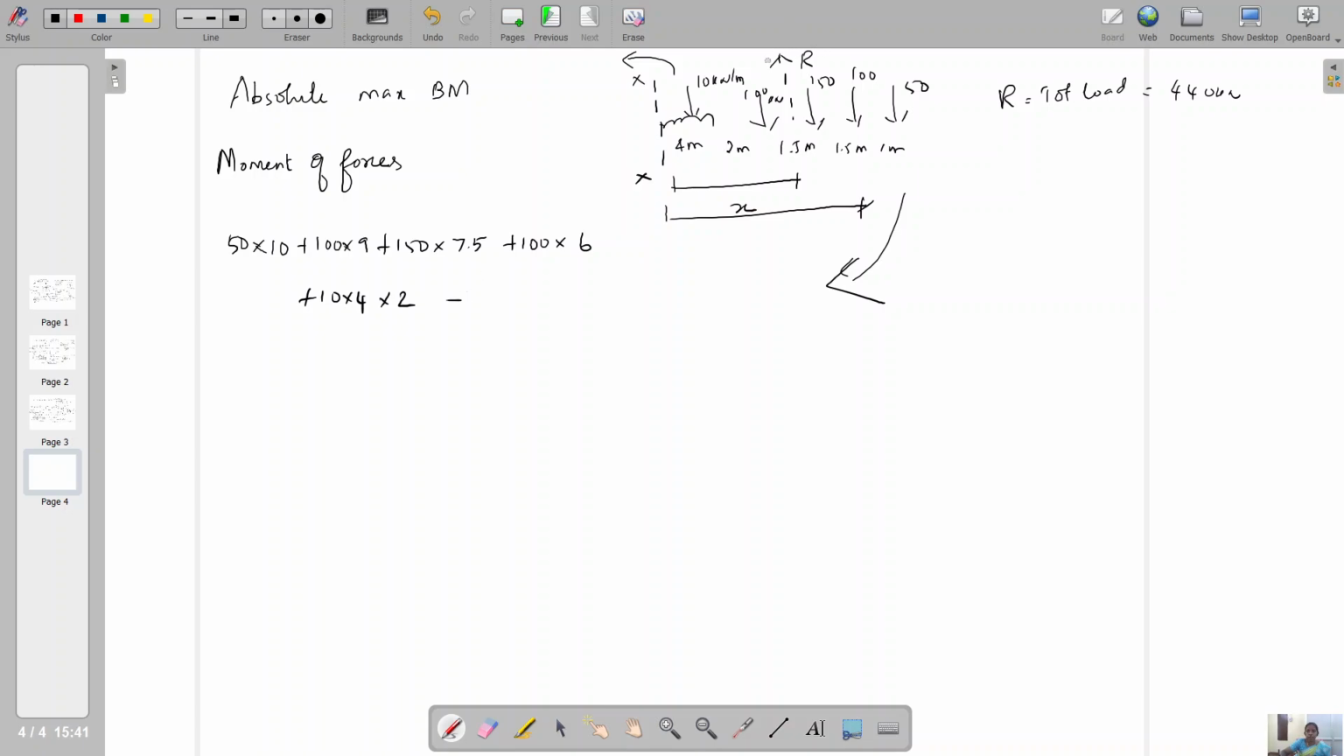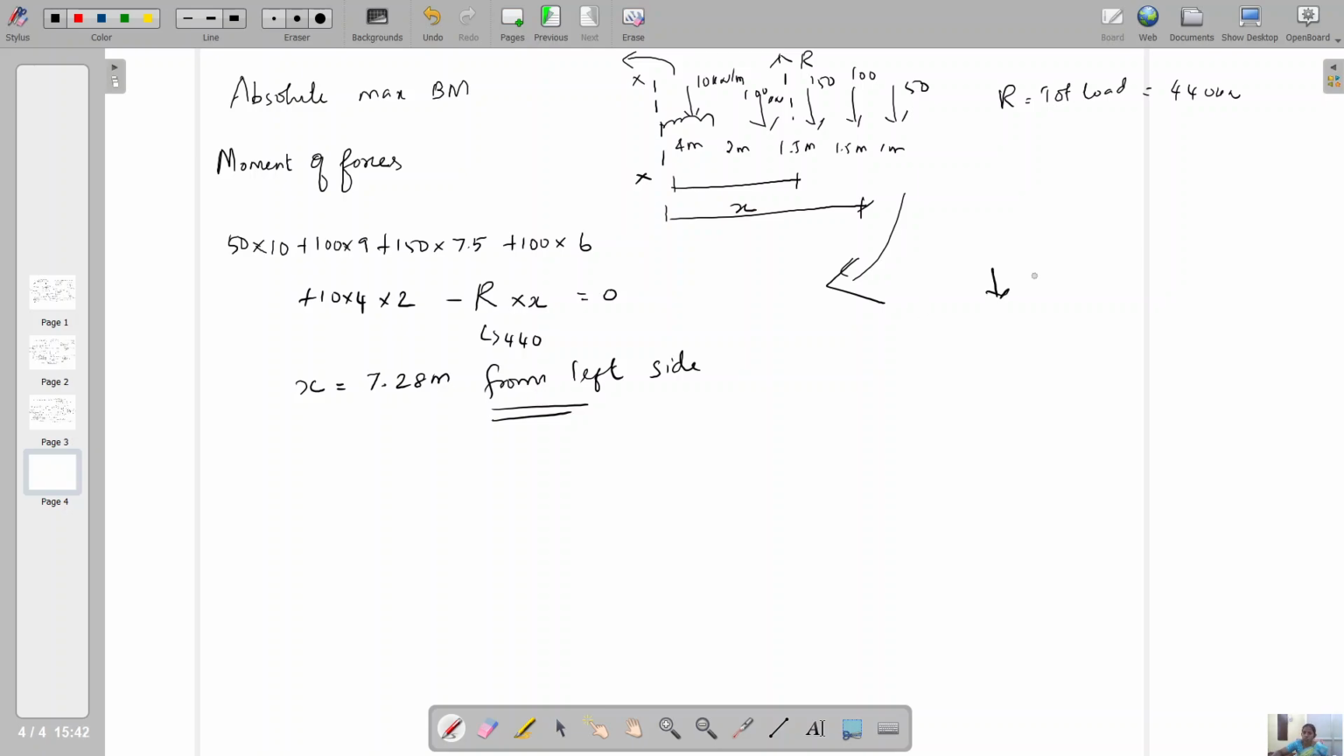minus the resultant. We have to include the resultant because we should know the distance for the resultant force, where R equal to 440. With this equation, find out x. X equal to 7.28 meter from left side, because this is very important. Which side you have considered the x? You have considered the x from left side.